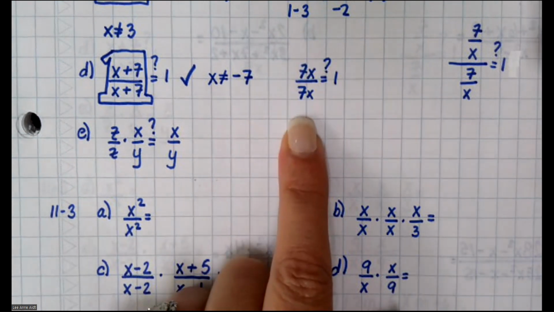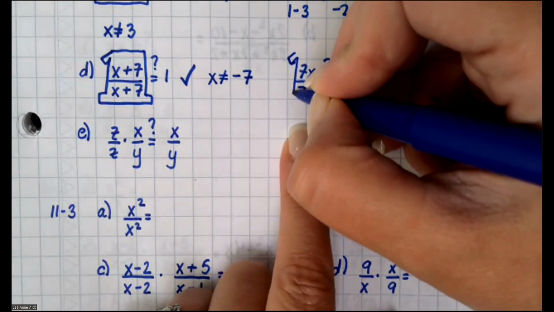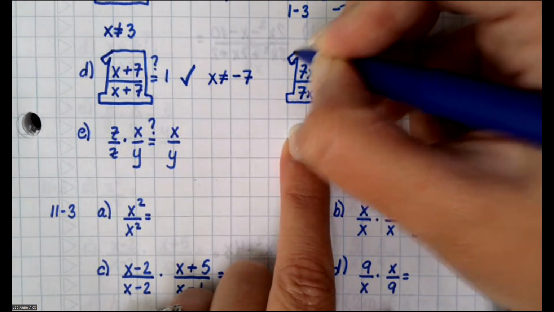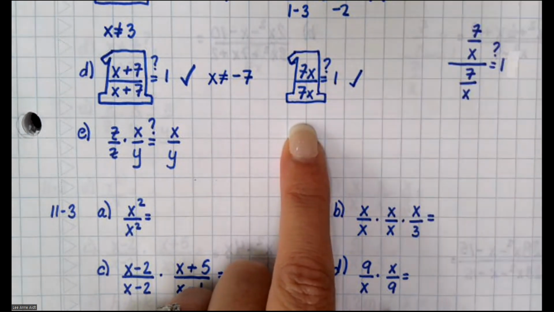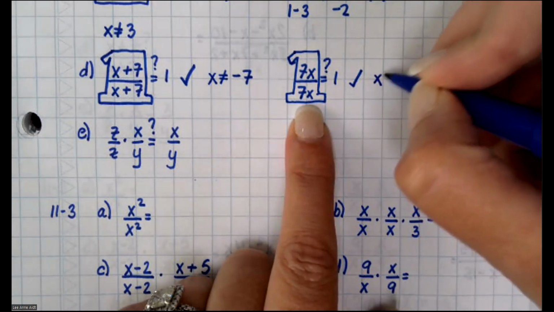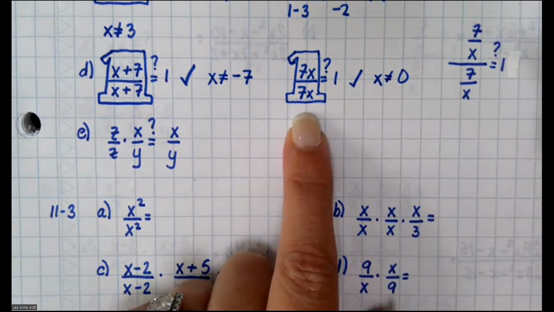Okay, next one, this little guy here. Is 7x over 7x 1? Yes. But what can x not equal in this problem? 0. Why? Because 7 times 0 is 0.